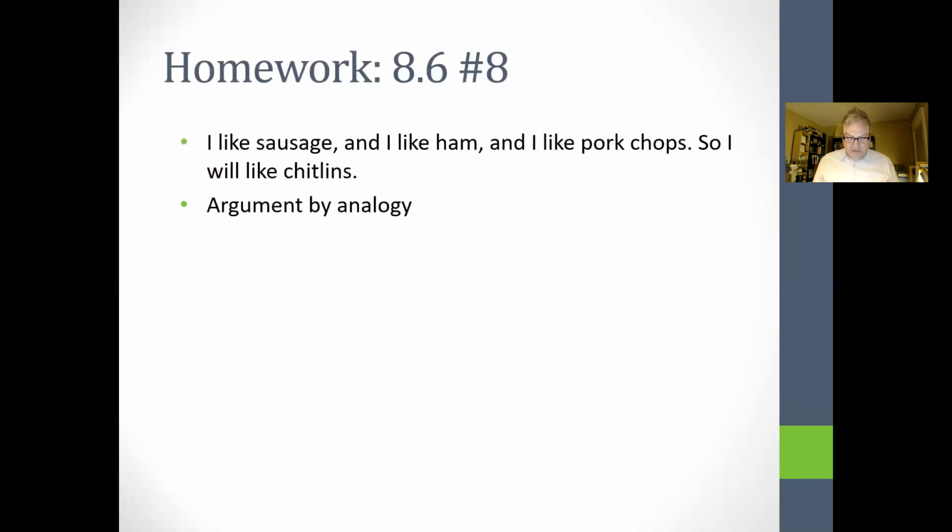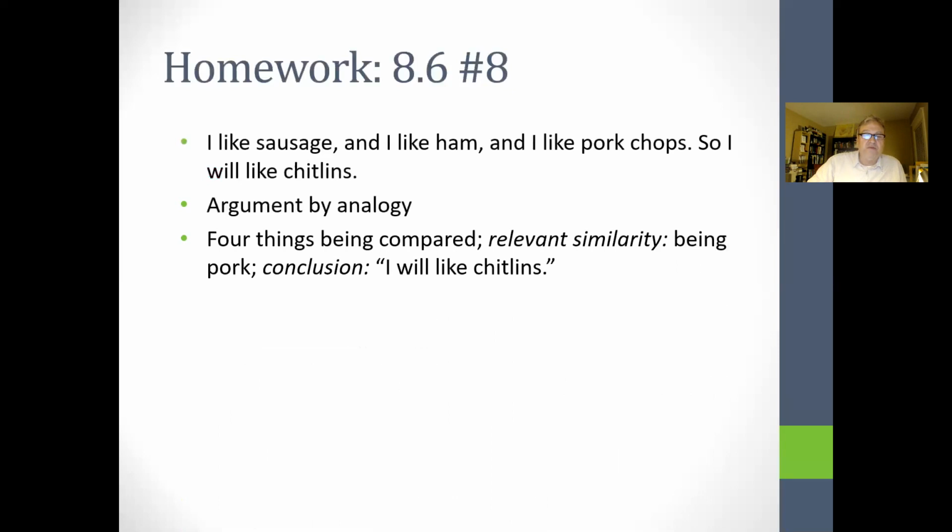What was the total number of things? This is, what, 4 things. The conclusion is that I will like chitlins, and it seems like a pretty strong argument to me. If you like pork in a lot of forms, why wouldn't you like pork in another form? So 4 things being compared, being pork, okay. The conclusion, I will like chitlins, and they say it's a weak argument.